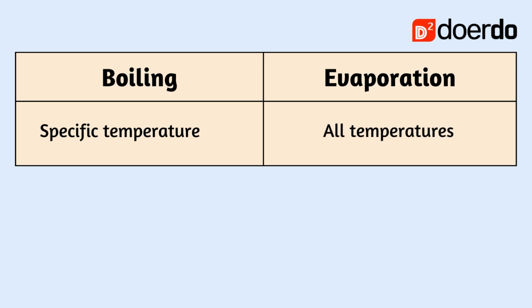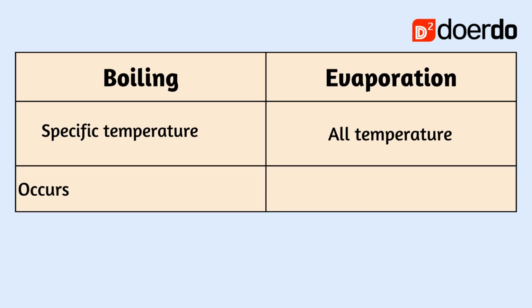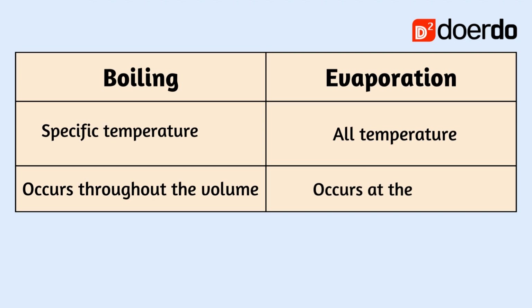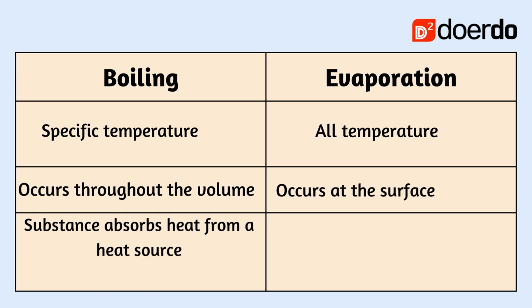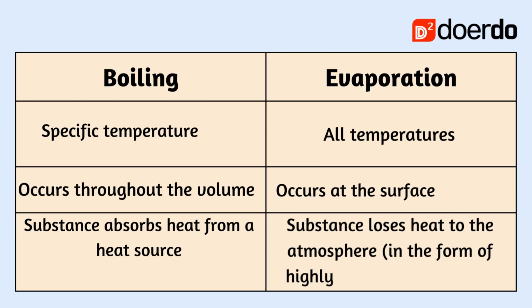Boiling is a quick process as it has a higher thermal energy, so it occurs throughout the volume of the liquid. And evaporation, as we know, only occurs at the surface of the liquid that is in contact with the surroundings. In the boiling process, the substance absorbs heat from the source, and in evaporation, the substance loses thermal energy to the atmosphere or surroundings.